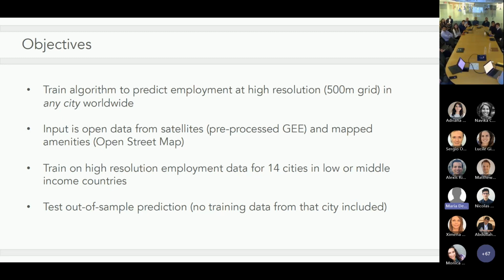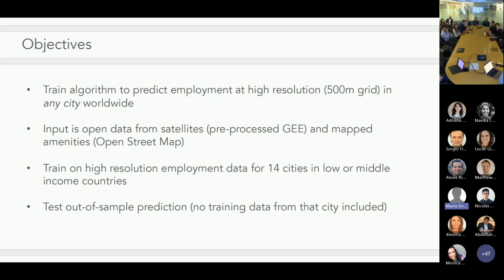Paolo collected data on 14 cities in Latin America and Sub-Saharan Africa in order to train our algorithm. You'll see later that this data comes in different shapes and sizes. But that was a prerequisite for the project: we needed some training data, and it needs to be very high resolution employment data. The overarching objective is to show that this algorithm can do out-of-sample prediction, which means it can predict the distribution or the density of employment for cities which were not in the training data set. That essentially tells us that we can use this to predict employment in any city worldwide.